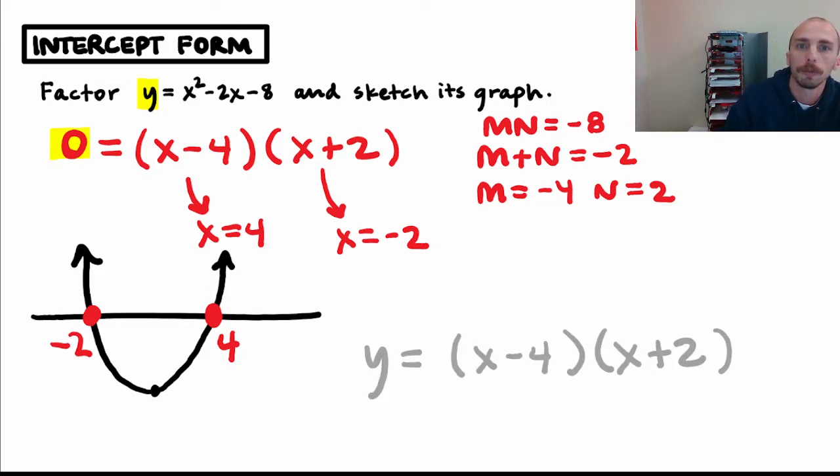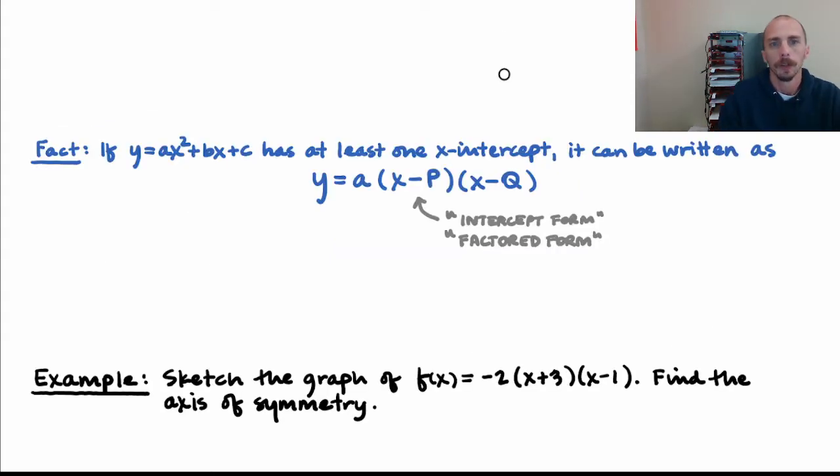So the intercept form version of this equation is just where we've got it factored. Sometimes you'll hear people call this factored form also, and it's really good for finding x-intercepts. The key idea today is that if a quadratic equation has at least one x-intercept, it can be written in this factored form.